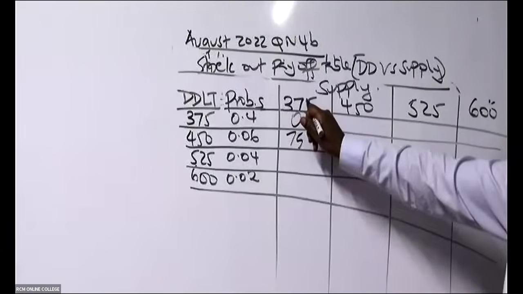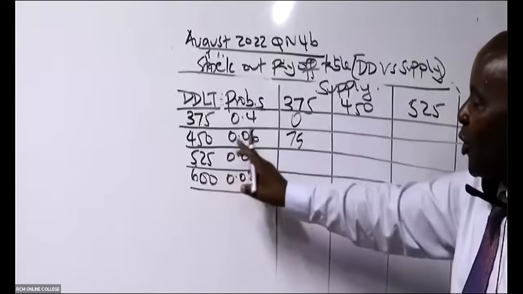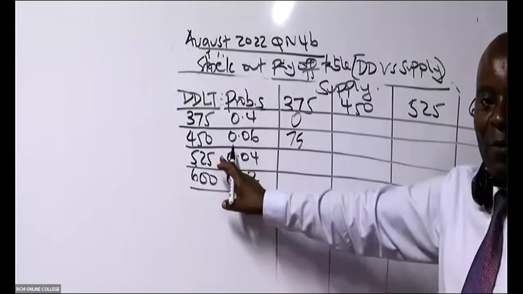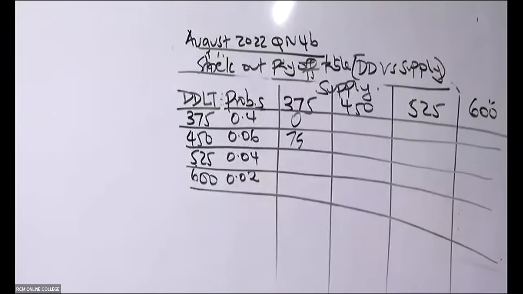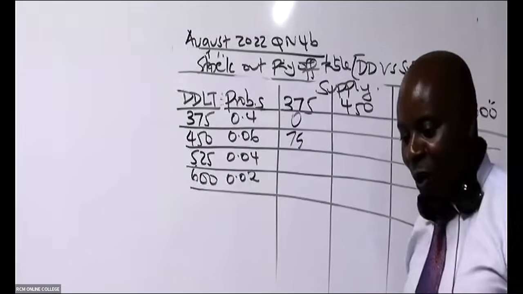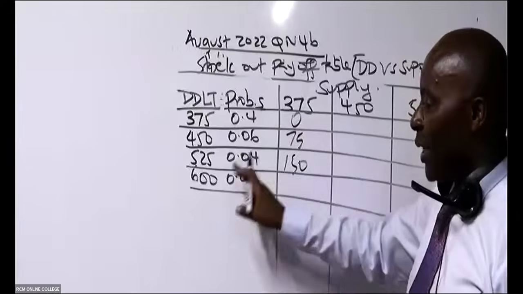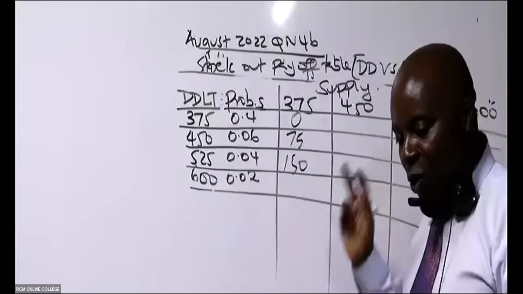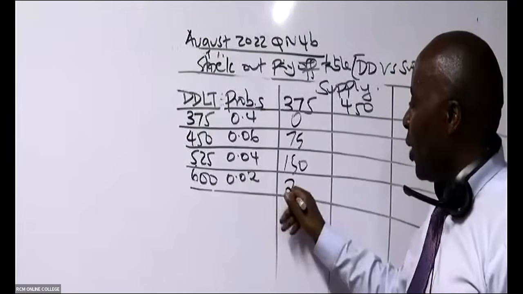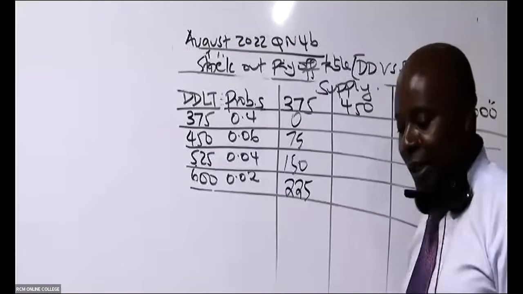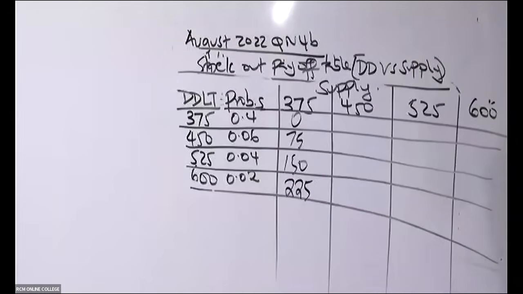If I supply 375 and they come 525, so you take 375 minus 525. You give me an answer. Somebody is giving me 150. And then 375 versus 600. How many do I disappoint? 225, like that.